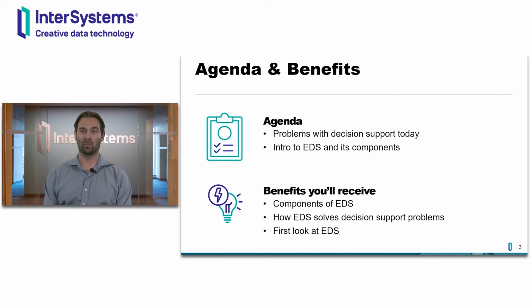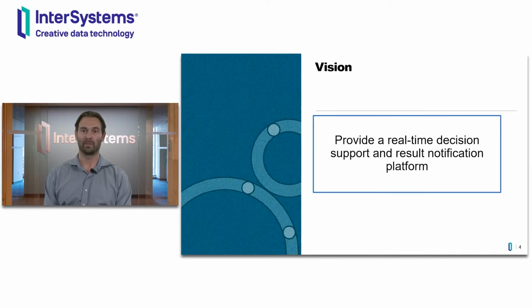In this session, we'll be talking about some of the problems with current decision support products and introduce Extended Decision Support, or EDS. You'll get a first look at some of the major components of EDS and how it solves issues with decision support. First, let me start with our vision. We aim to provide a real-time decision support and result notification platform. Let's go into what that means and how we are achieving this.